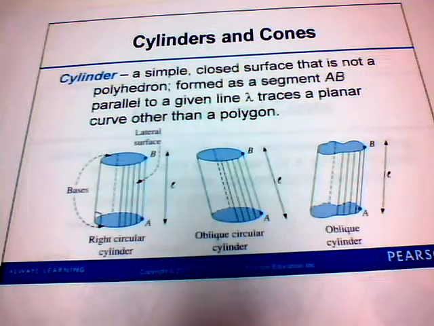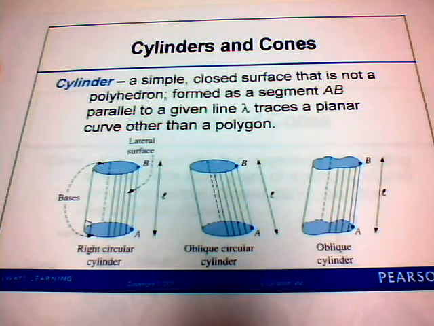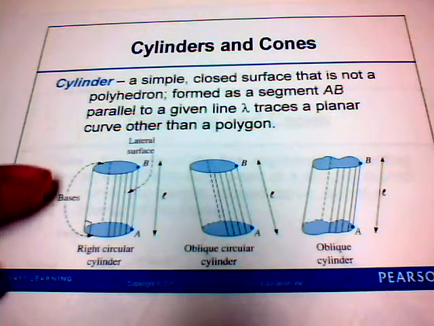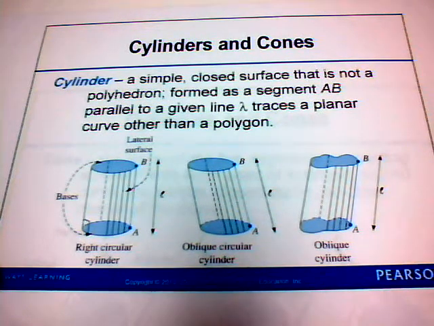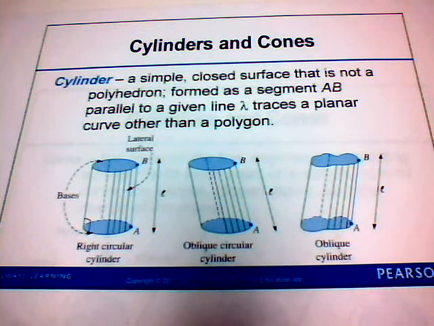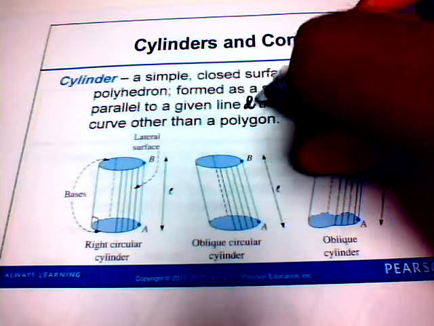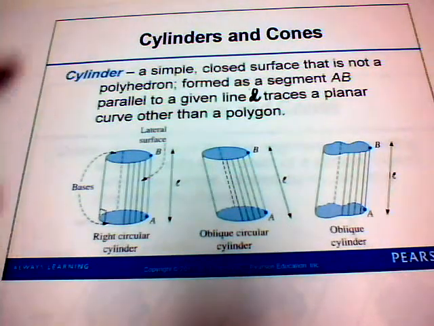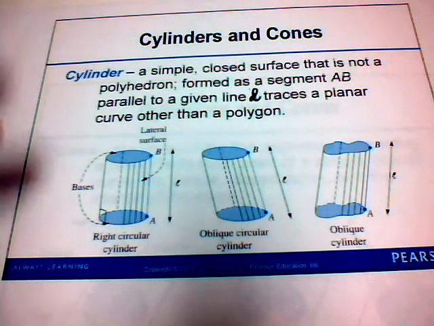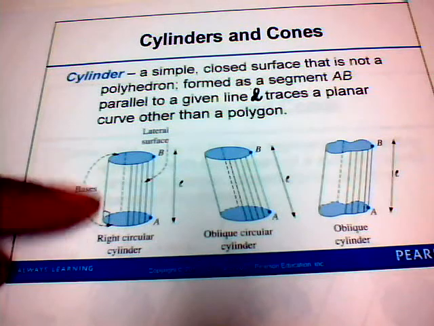Alright, let's look at cylinders and cones. A cylinder is a simple closed surface that is not a polyhedron. It's formed as a segment, in this case AB, that is parallel to a given line, line L, and it traces a planar curve other than a polygon. In other words, you have to think of a cylinder as a circular Coke can, like a Coca-Cola can. So here, this is what a cylinder looks like.